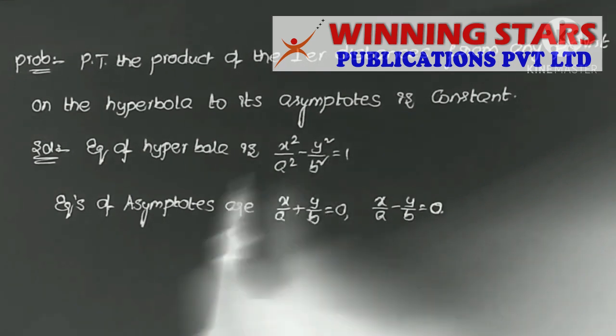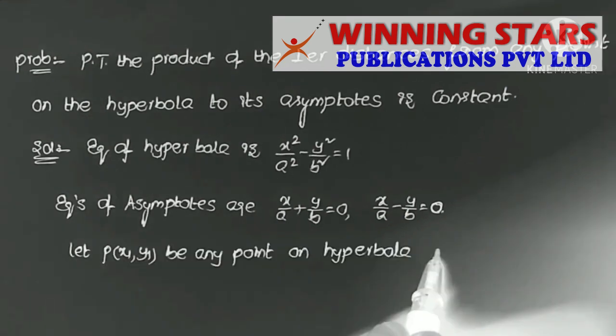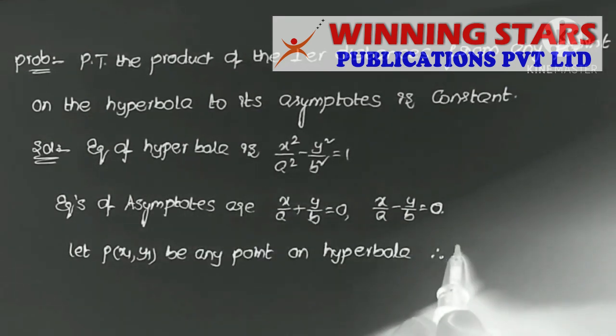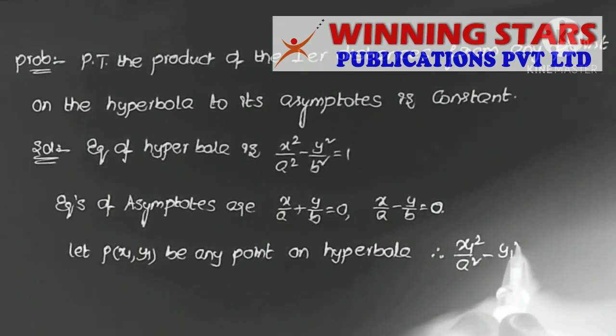Next we take any point on the hyperbola. Let P = (x1, y1) be any point on the hyperbola. Since it is a point on the hyperbola, the point satisfies the equation, that is x1 square by a square minus y1 square by b square is equal to 1.